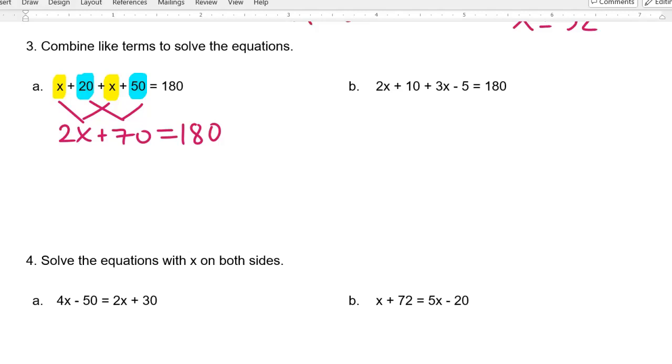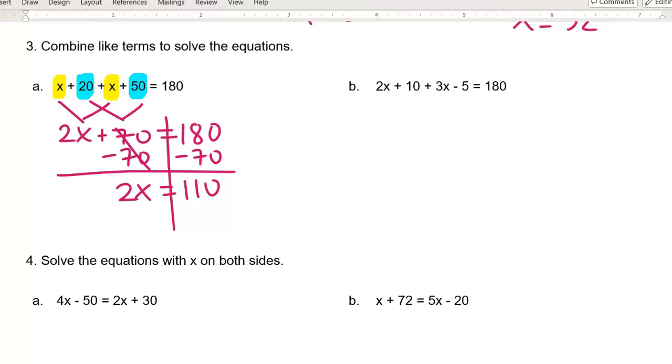And then the rest of this is just like the previous question. We undo our plus 70 with a minus 70. We minus on both sides to keep it equal. 70 minus 70 is 0. 180 minus 70 is 110. We undo the 2 times x with a divide by 2. Divide by 2 on each side. And x equals 55.